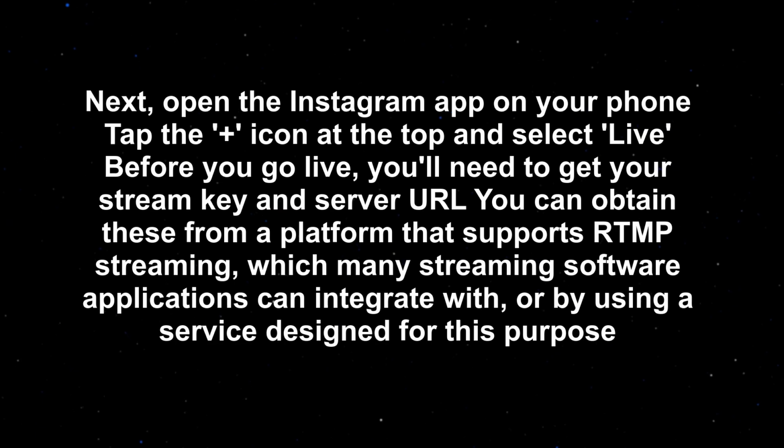Next, open the Instagram app on your phone. Tap the plus icon at the top and select Live before you go live. You'll need to get your stream key and server URL. You can obtain these from a platform that supports RTMP streaming, which many streaming software applications can integrate with, or by using a service designed for this purpose.